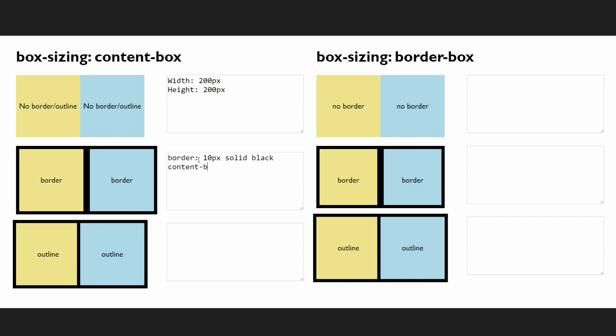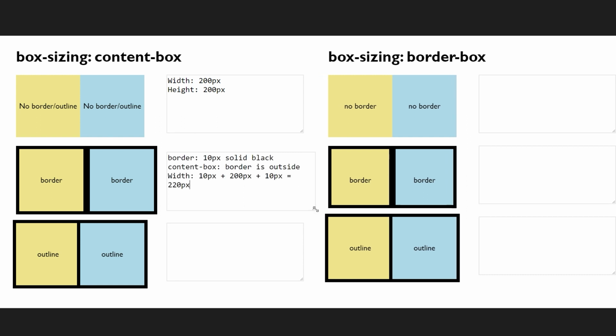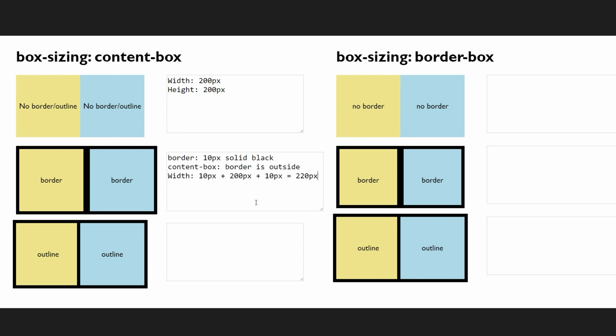And when we set the box-sizing to content-box, we notice that the border is actually outside the element. If we calculate the width of one box, it's going to be 10 pixels plus 200 and another 10 pixels, in total 220 pixels. And similarly for the height: again 10 pixels plus 200, another 10, total 220 pixels. And we notice that the adjacent box is actually shifted to the right.